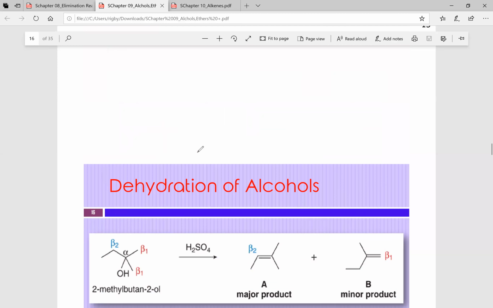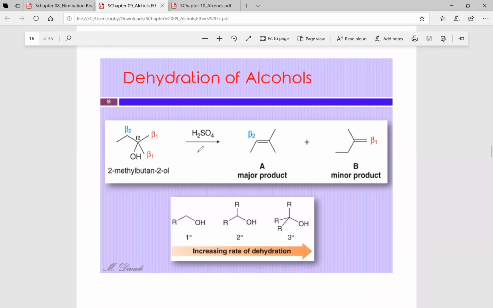Okay? So the hydration, or the dehydration, of alcohols. Dehydration, we've all heard it before. We're losing a water molecule. Okay? So let me show you the mechanism. I don't know if it shows it on the next page.